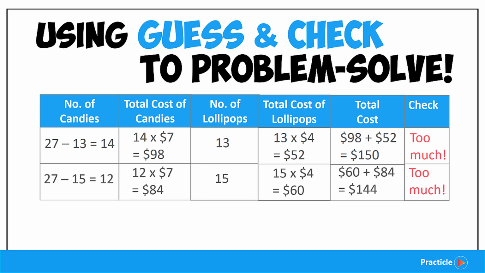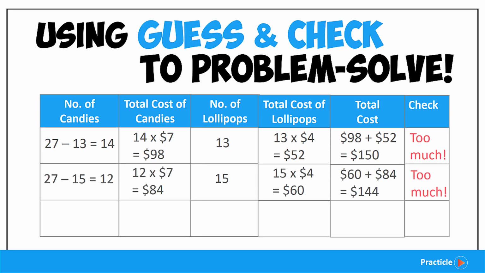Not bad. It seems like we are getting closer to our answer. As we check our guess, we notice that we still have more money than what we need. Can you guess what we are going to do next? If you said guess again, you're right. And this time round, let's just increase our guess by a little bit, alright? Let's increase it by 1. If we have 16 lollipops now, how many candies would we have? 27 minus 16 will have 11 candies.